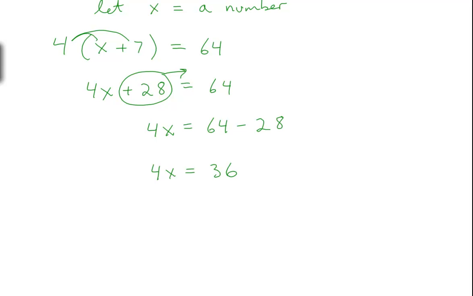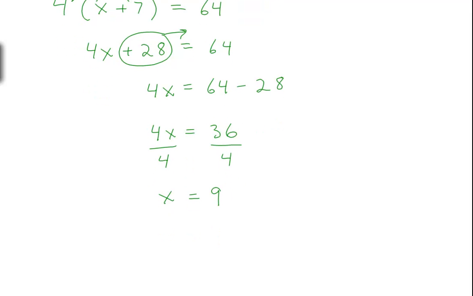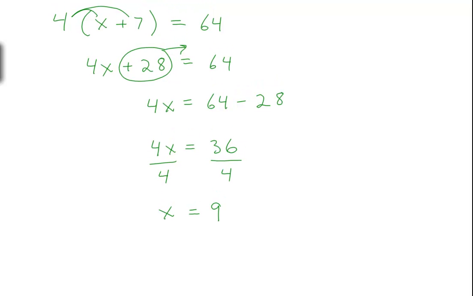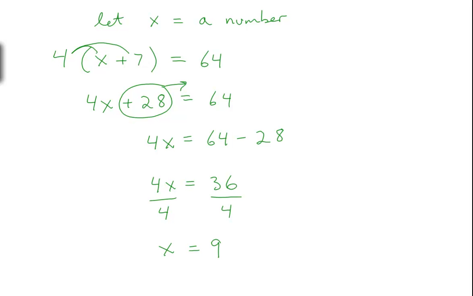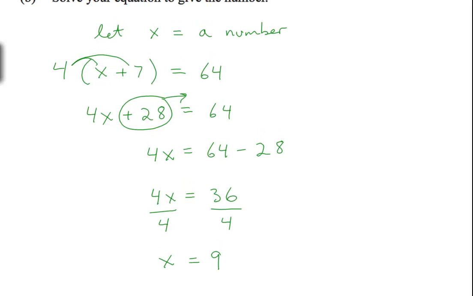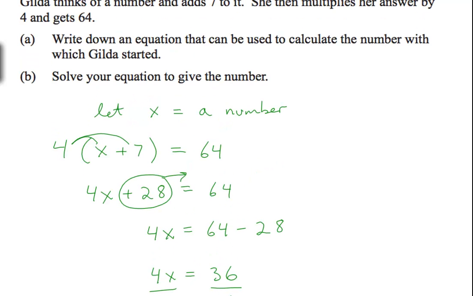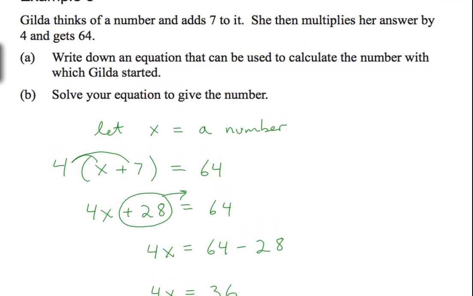64 minus 28 is 36. And now we want x, not 4x, so if we divide by 4, we'll get 1x, or x. 36 divided by 4 is 9. So we get a solution of 9 for Gilda's number. And we can go back in and check to make sure that this actually works. We can put it back into our equation to make sure that it makes sense. We can also go back into our word problem and see if this works.